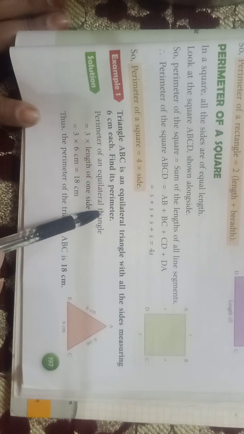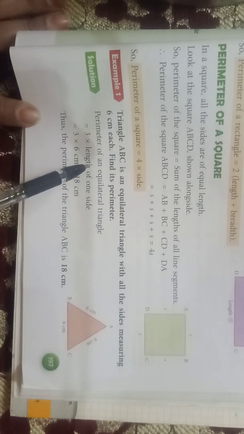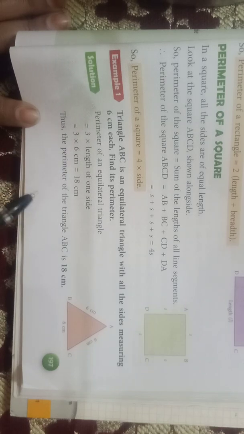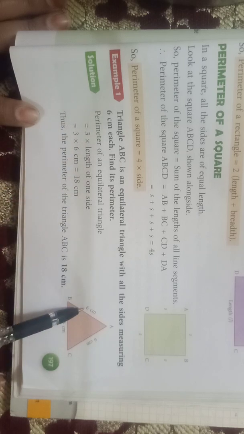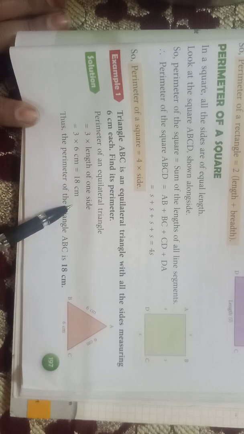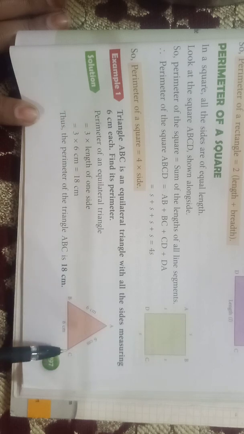Now they told to find its perimeter. What is the formula for an equilateral triangle? As I have shown you before, equilateral means equal sides. 3 into side is equal to 3 into the length of one side. What is the length of one side? 6. 6 threes are 18. It is 18 cm. So the perimeter of triangle ABC is 18 cm.